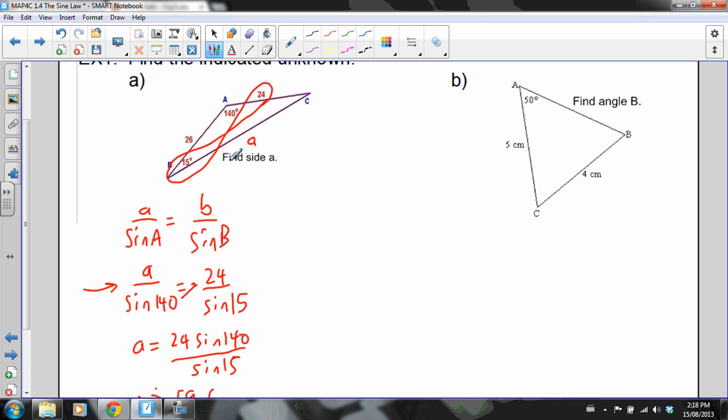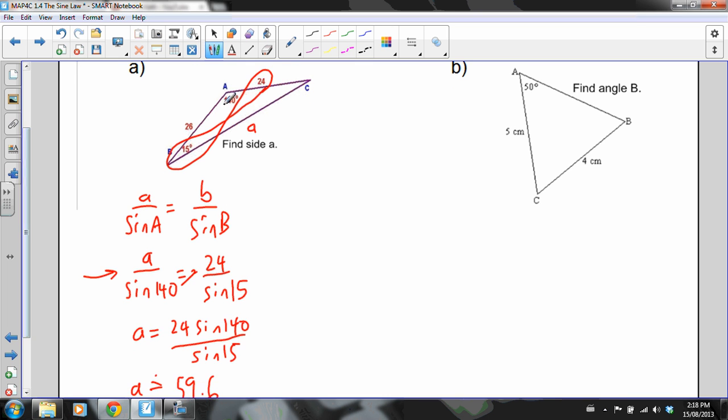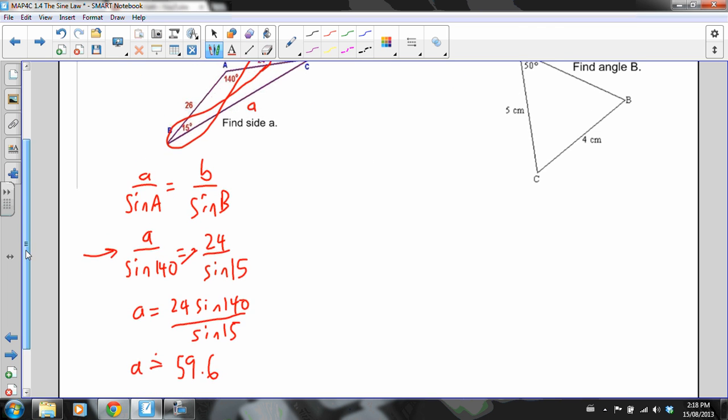And notice, does that make sense? Well, that's 26 and that's 24 and that's 59. Yeah, it's a lot longer than the other two sides, although these diagrams are never drawn to scale, but that looks okay.